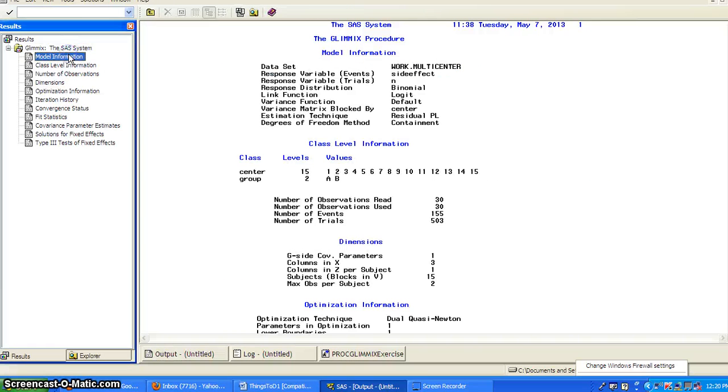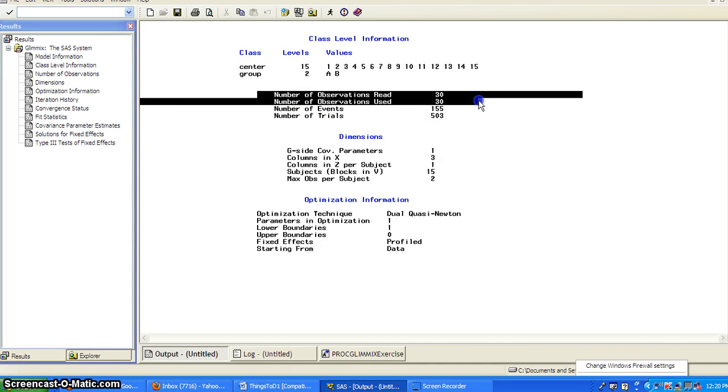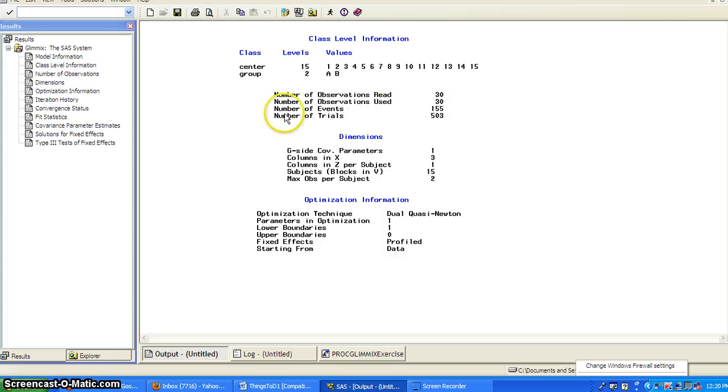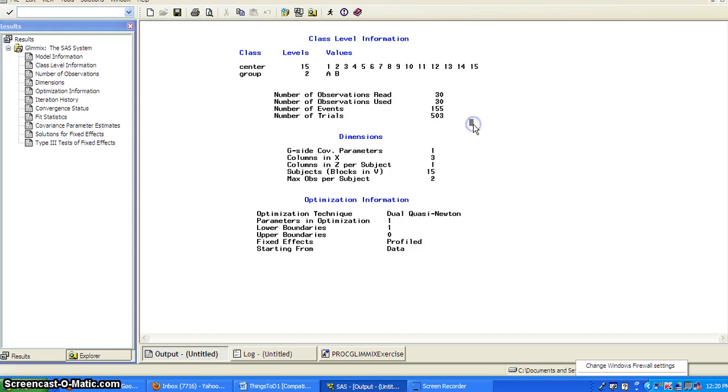So here's the typical outcome, very similar to other SAS PROC outputs, regression output. The estimation method is called residual pseudo likelihood. Okay, and so you can see the number of observations read and used. So there's no missing data. Number of events 155 out of number of trials 503.